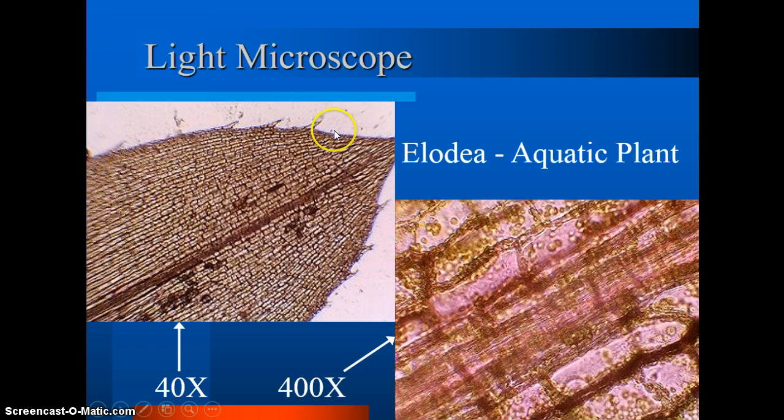With the light microscope, you'll see things at different powers. 40 times is the lowest power, and this is what something would look like at 40 times. 400 times is our highest power on our microscopes, and in between there we have 100 power. This is what it should look like if it's in focus at 400 power, and what you would see if it's in focus at 40 power.